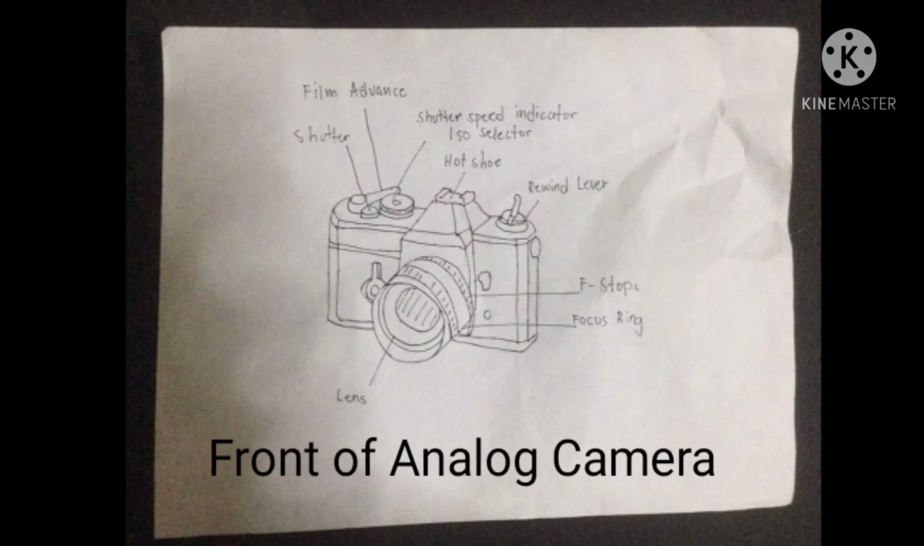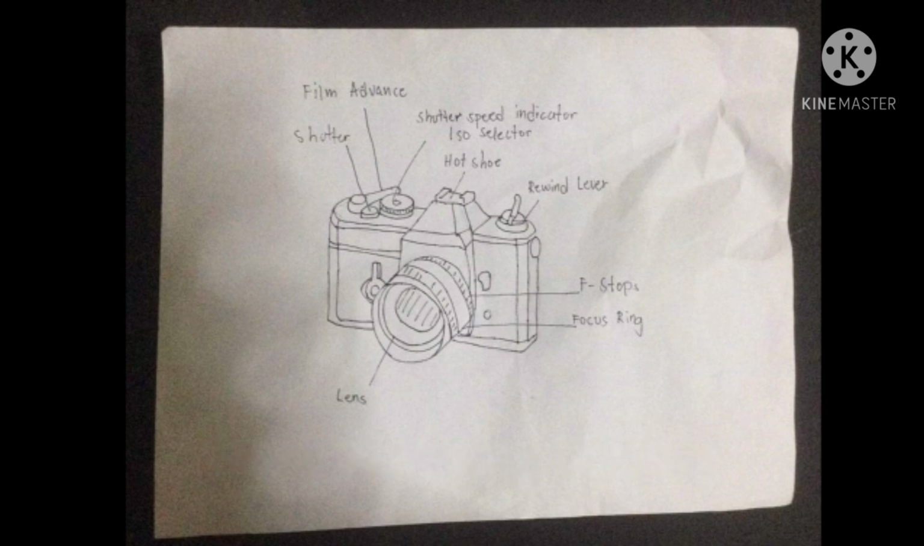Front of analog camera. Film advance is a mechanism for moving film from one spool to another incrementally, one frame at a time. Shutter. In photography, device through which the lens aperture of a camera is opened to admit light and thus expose the film.